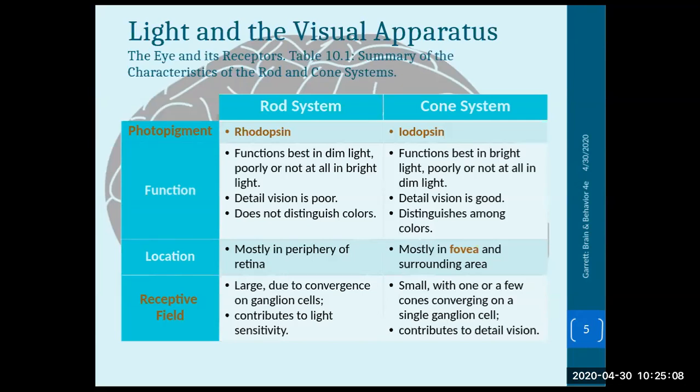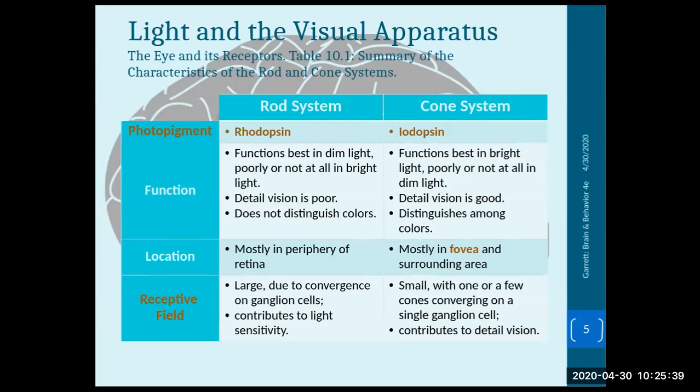Cones, when hit with light, give off iodopsin, and that functions best in bright light. It does not function very well in dim light. In dim light, that's all the rods. In brighter light, that's all the cones. Cones, I like to say, and if you had me for Psych 1, you may remember this, are the 3 C's. Cones equals clear, meaning clear vision. Cones equals color, because it's the cone system that distinguishes among the colors that we perceive.